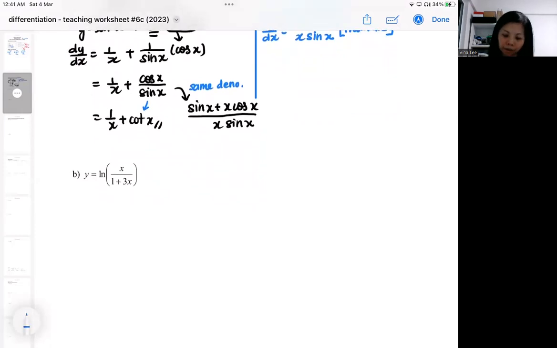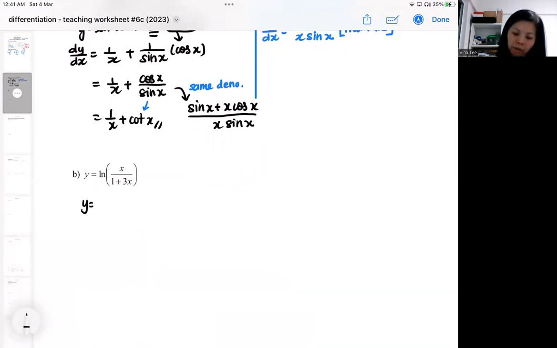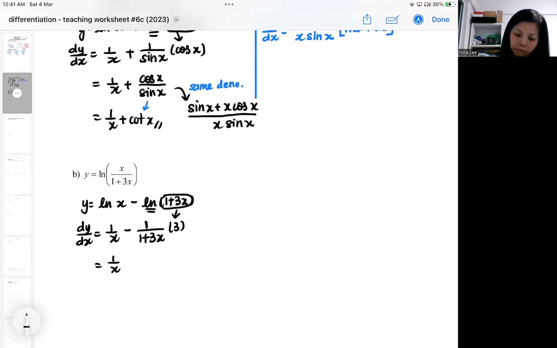It's the logarithm of a fraction. Okay, so I show you the logarithm of a fraction first. So I will get a log minus log. So if I get a log minus log, I differentiate them separately. So that will be my answer.